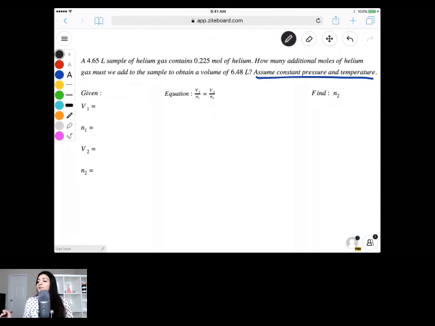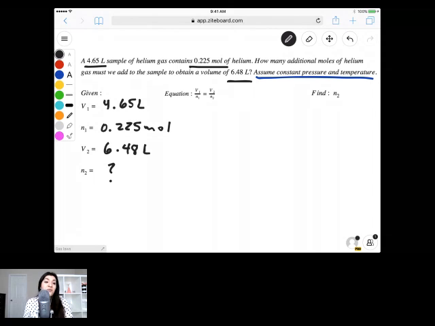All right. So now looking at this, let's identify everything that we're given and what we are comparing. Our first thing here, we have liters, that's a volume. So our first volume is that 4.65 liters. Now our first moles are given: 0.225 moles of helium. And it's saying how many additional moles of helium, meaning we're solving for N2, or the second amount of moles. So we don't know how many moles there are. And then lastly, it gives us to obtain a volume of 6.48 liters. That is our second volume. Plug it into the formula.